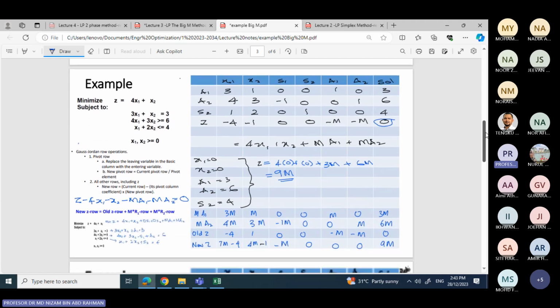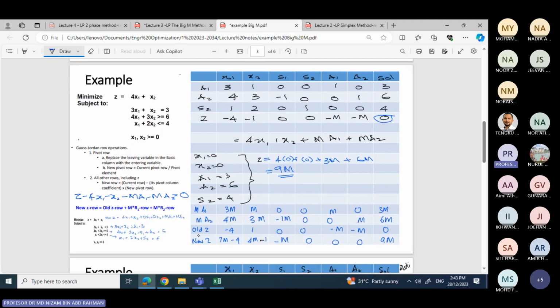How to solve it? Basically, remember the new row of z equals old 0, right? So old 0 is minus 4, minus 1, 0, 0, minus m, and 0. And then m times the r row.